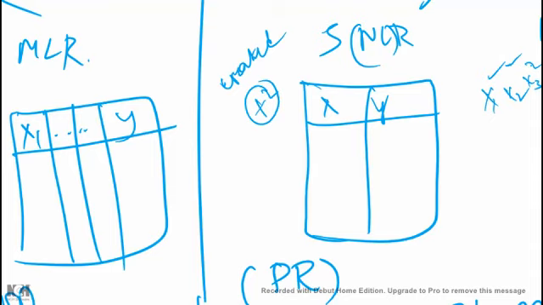Whether this one or this one, wherever you are applying linear regression, you have to check whether the variables are significant or not. If the variables are significant, then we continue with that variable. If the variables are not significant, we have to remove that particular variable, right?